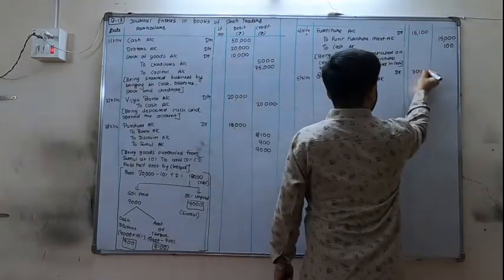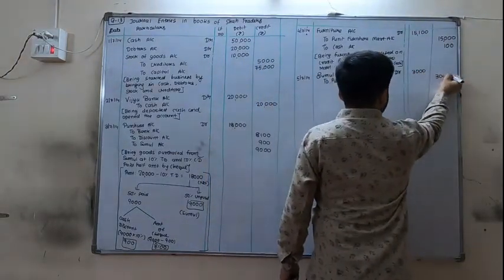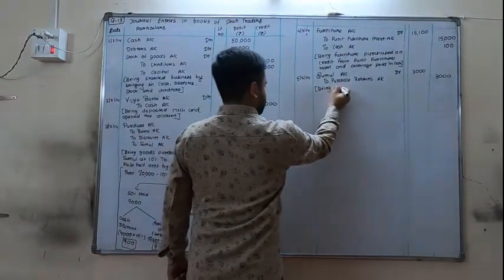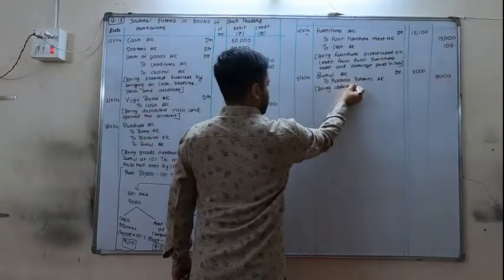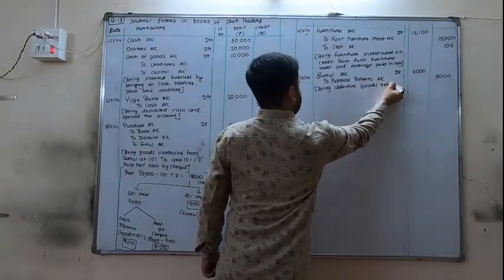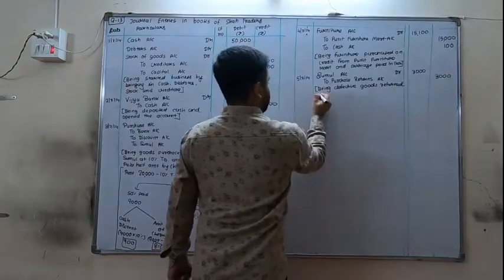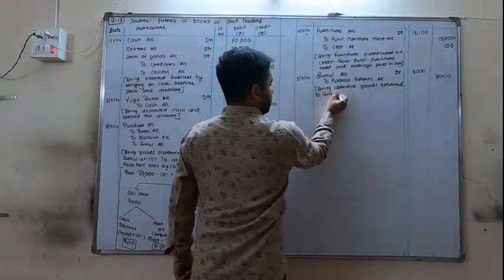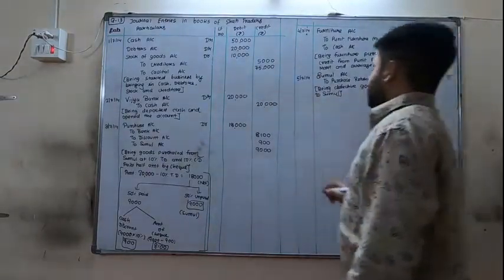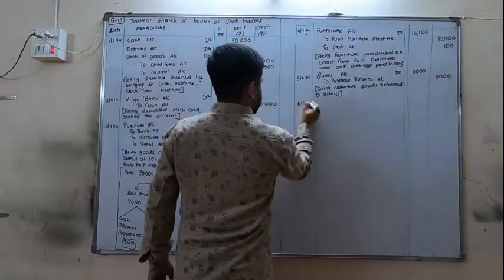Amount 3,000 on debit and credit, being defective goods returned to Sumul. Next date is 6/6/7/40.